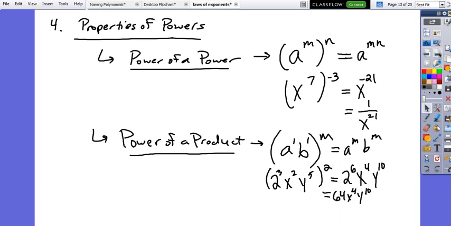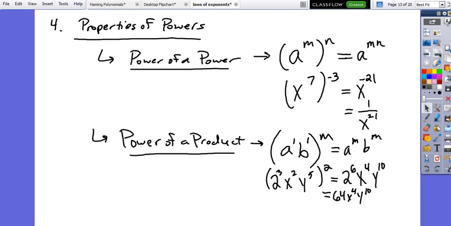So here we are multiplying anytime there is an exponent outside parentheses. We're going to distribute that exponent onto each of the exponents inside parentheses. So 7 times negative 3 is negative 21. But we don't want to leave it with a negative exponent. We always simplify. So this becomes 1 over x to the 21.